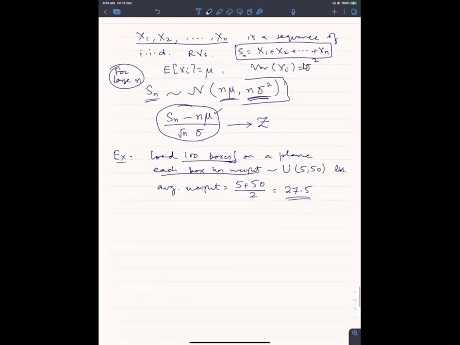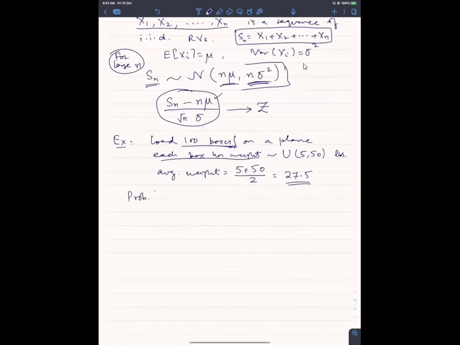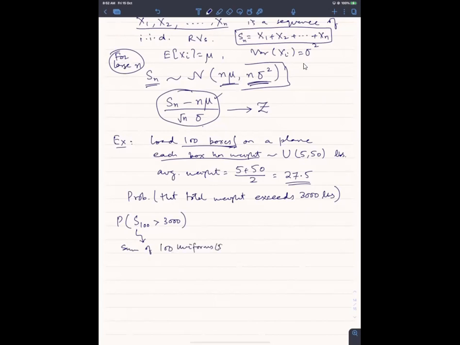2750. I am interested in the probability that total weight exceeds 3000 pounds. So basically, I'm interested in the probability that S100 is greater than 3000. But what is S100? S100 is sum of 100 uniforms, each between 5 and 50.